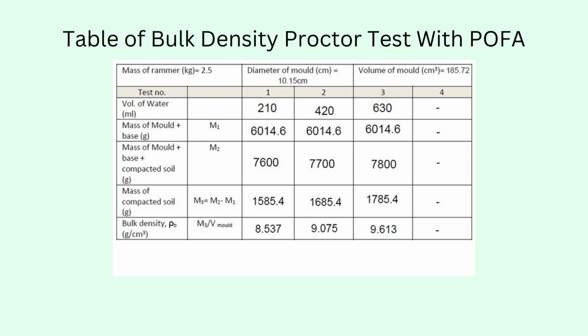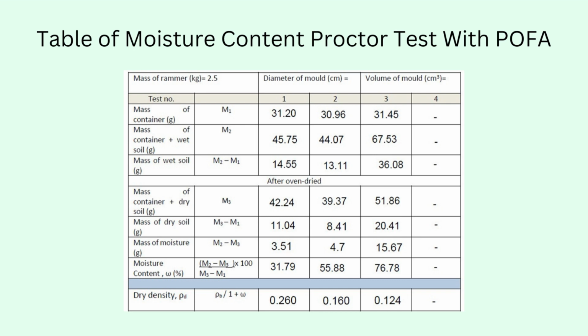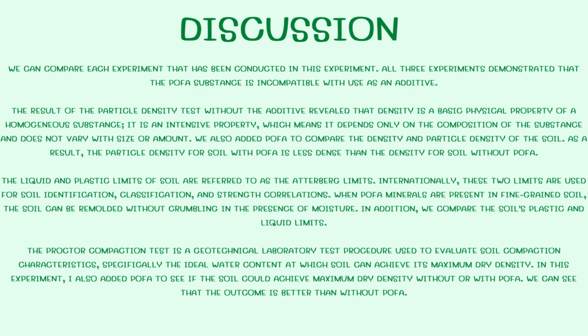So the third table is the table of bulk density, Proctor test with POFA or with additive POFA. As you can see, we can determine the bulk density from the table, and also we can get the dry density and moisture content from the table of moisture content, Proctor test with POFA or with additive.